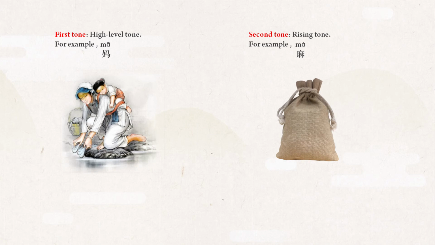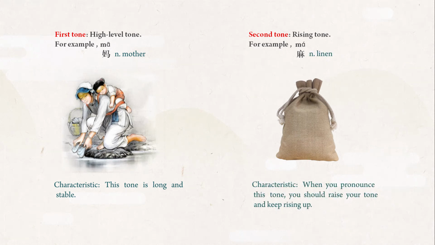First tone, high-level tone. For example, ma. Characteristic: this tone is long and stable. Second tone, rising tone. For example, ma. Characteristic: when you pronounce this tone, you should rise your tone and keep rising up.